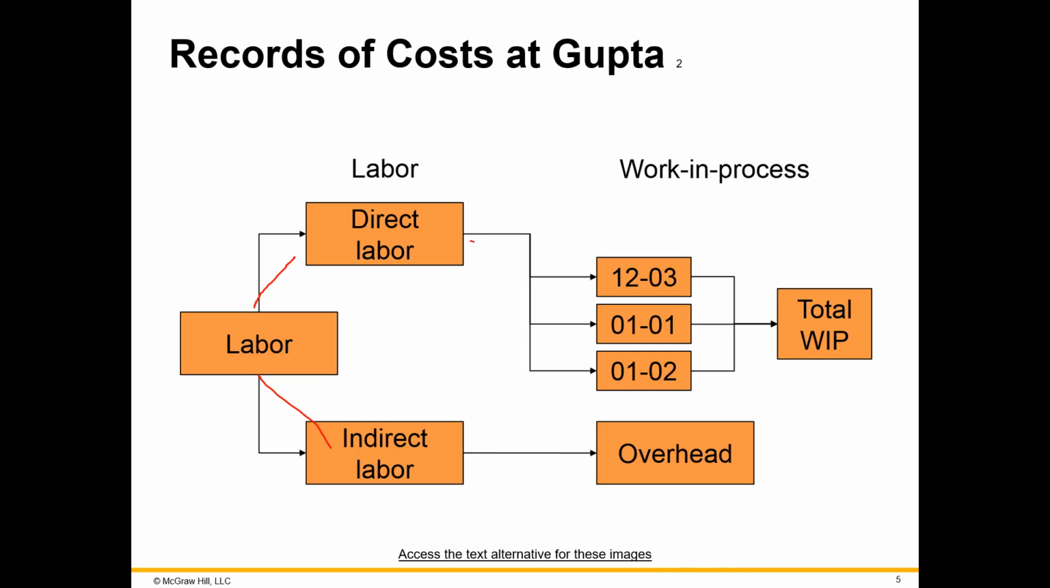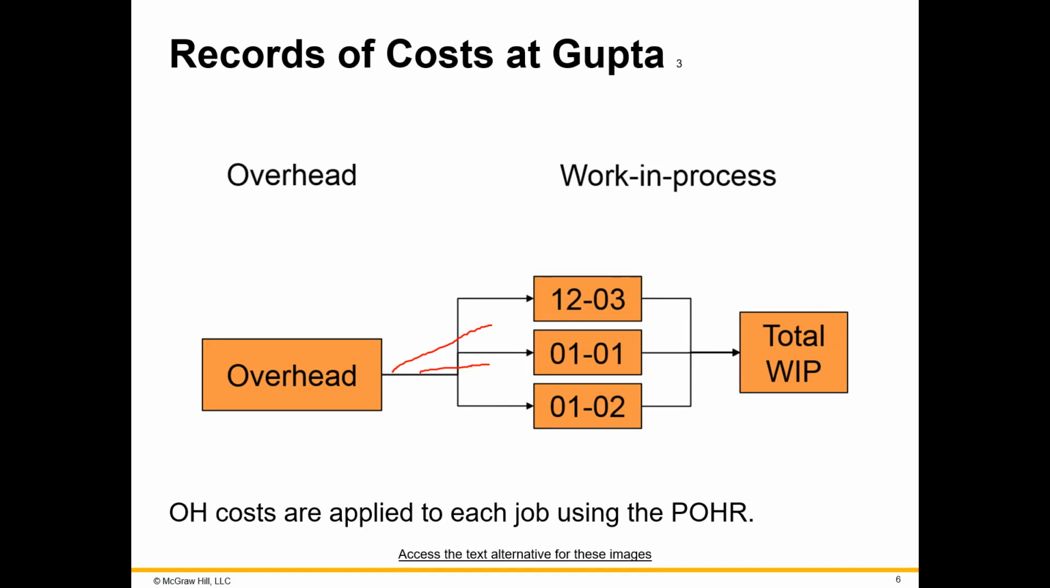Direct labor can be tied to the different jobs, which then flow into work in process, whereas indirect labor is classified as overhead, which is then allocated to work in process or other inventory accounts or cost of goods sold. In this example, overhead is allocated to the different jobs and then allocated to work in process, and they use a predetermined overhead rate. So there's a few different ways we can allocate overhead, and we'll talk about the different ways, but in this example, we're using the predetermined overhead rate. And we'll discuss how to calculate that rate in an upcoming slide.